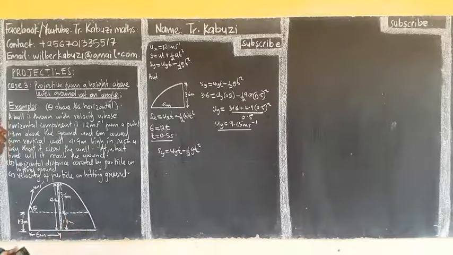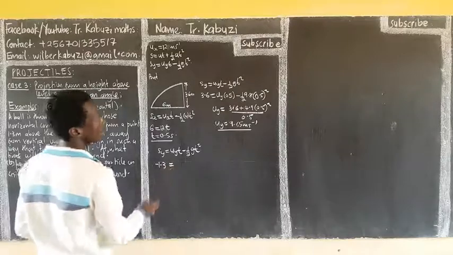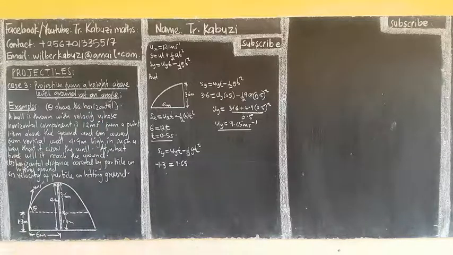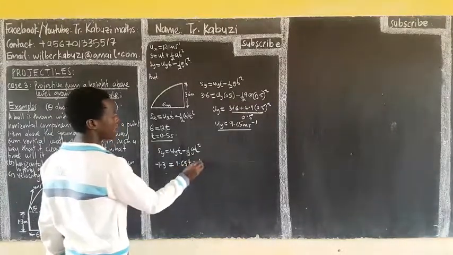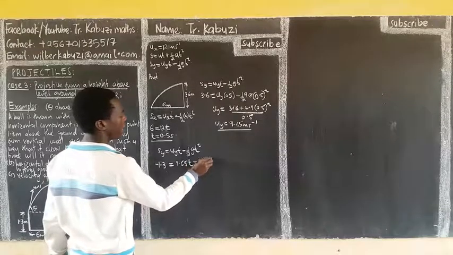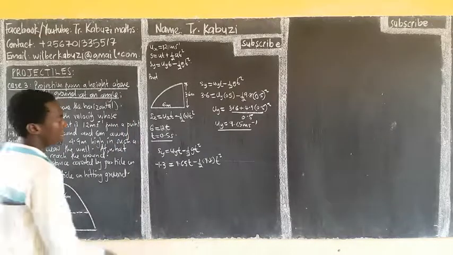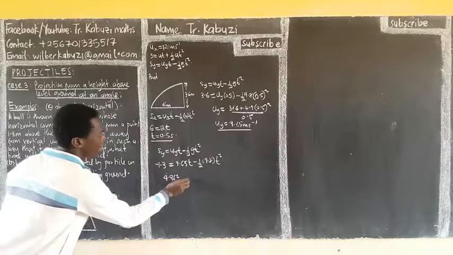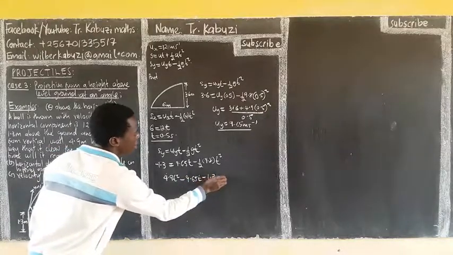Remember, this is negative. So now we will be having negative 1.3 equaling to our uy, which is 9.65, times our t, then minus half 9.8 into t squared. So now the time to cover this distance here. So you see when I bring everything this side, I'll be having 4.9 t squared, then minus 9.65 t, then minus 1.3 equaling to 0.